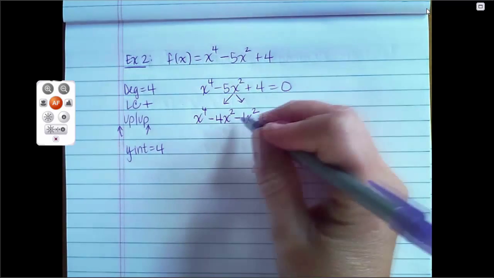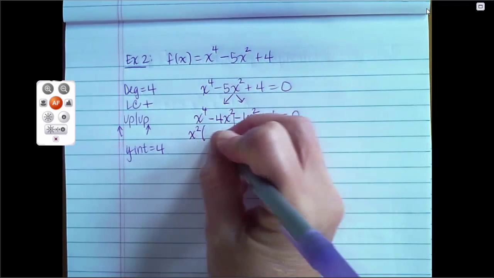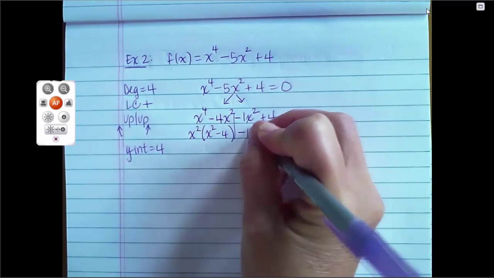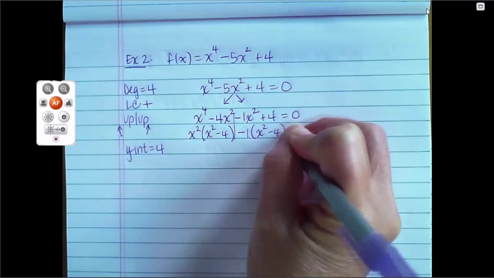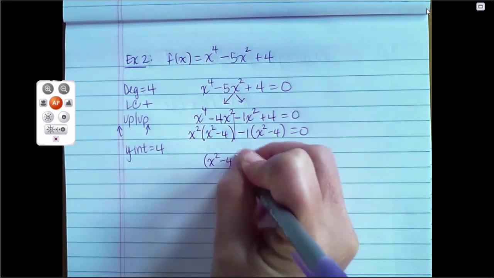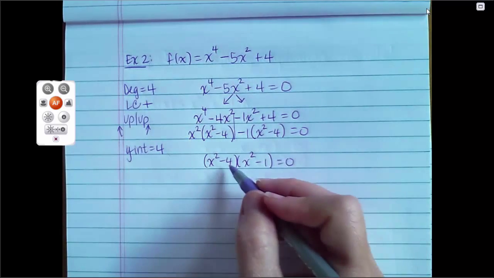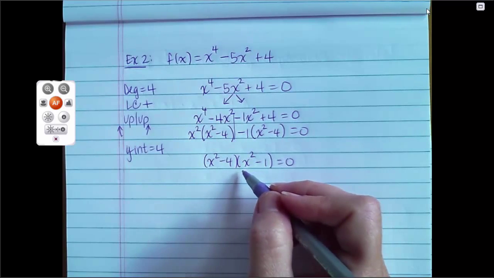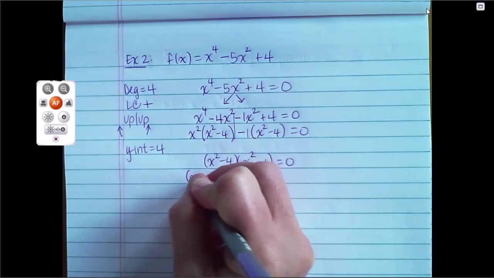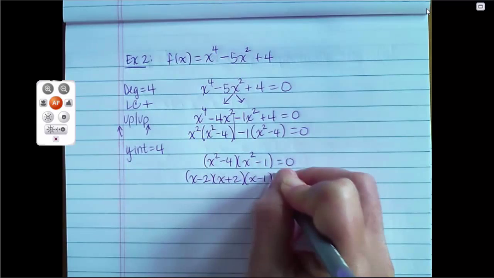When you do that and then cut it in half, your GCF on the left is x squared, and you're left with an x squared minus 4. On the right you can take out a negative 1 and you're left with your x squared minus 4. Now your factors are x squared minus 4 and x squared minus 1. Both of those factors are difference of two perfect squares, so I can factor more, and you always need to factor completely. So x squared minus 4 is x minus 2, x plus 2. X squared minus 1 is x minus 1, x plus 1.